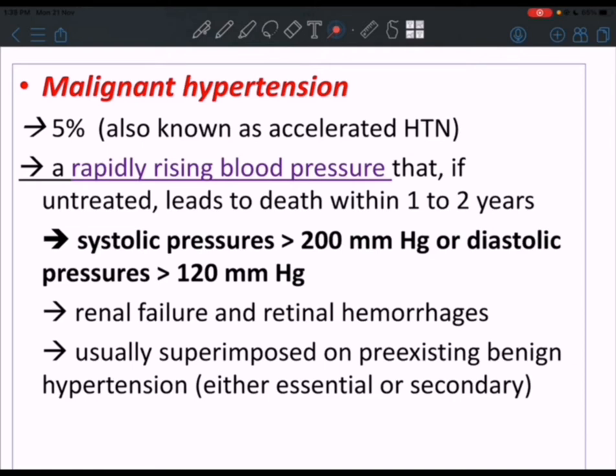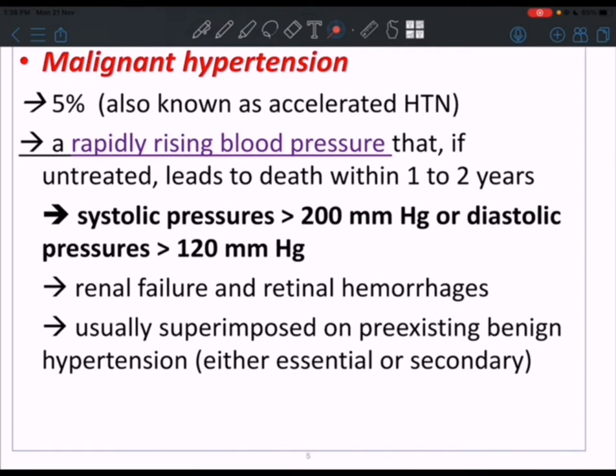Why can it lead to death if uncontrolled? Because of something we call end organ damage or target organ damage. So hypertension, by causing the arteriolosclerosis and the different pictures of arterial vascular disease, can lead to something, and this something will lead to target organ damage.